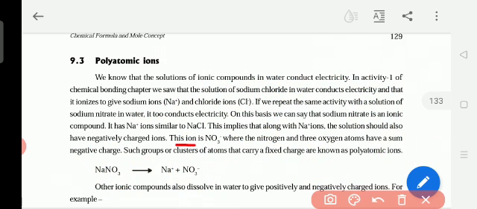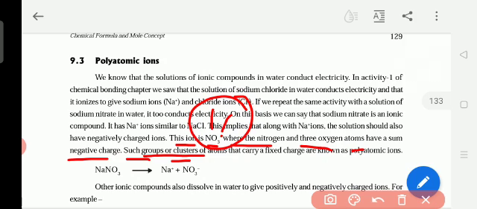So this is the NO3 negative charge ion, where the nitrogen and 3 oxygen atoms have a sum, meaning total, negative charge. Such groups or clusters of atoms, like 1 N atom, 3 O atoms, 4 atoms as a group, carry a fixed charge. They are carrying a fixed negative charge of 1, and are known as polyatomic ions. Underline this point.